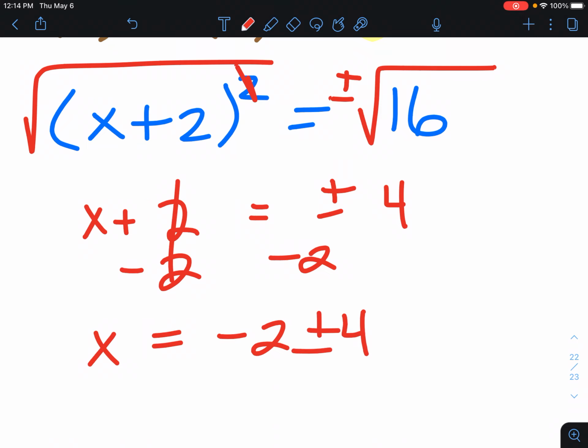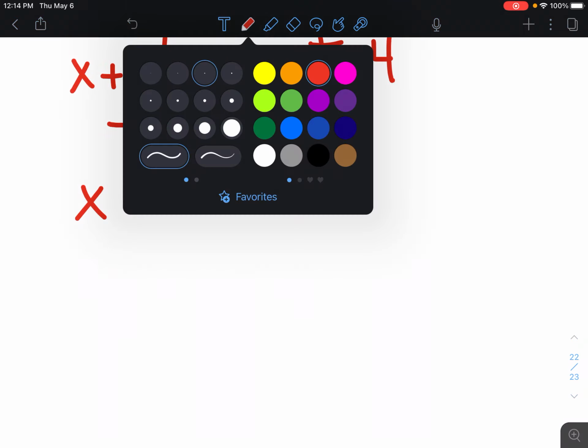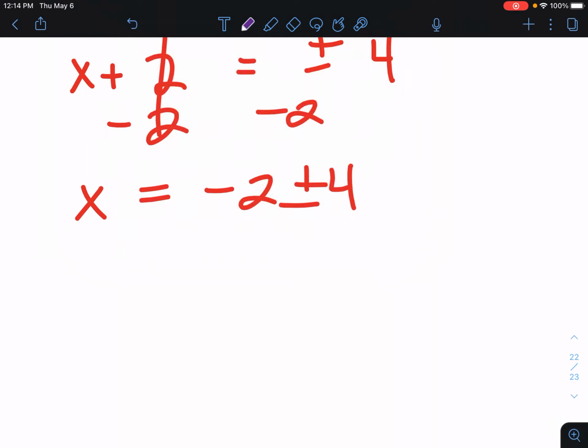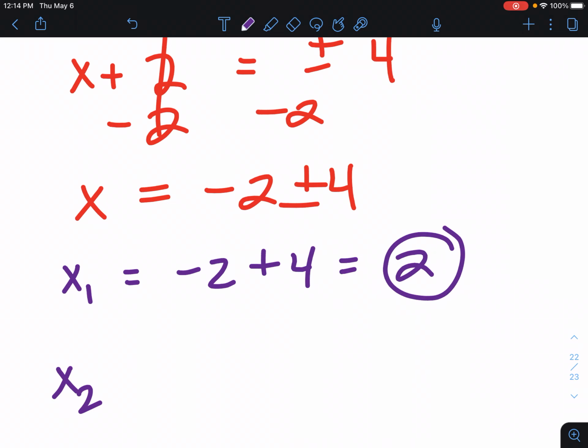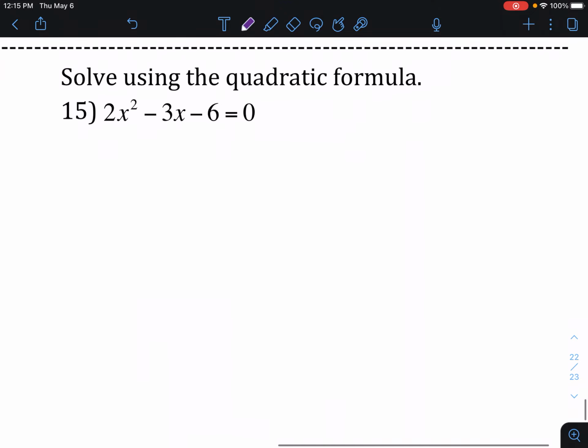But don't leave it like this. There is no radical here, so you are going to get two real answers. Your first one, do negative 2 plus 4 is 2. Your second one, you're going to do negative 2 minus 4 is negative 6. Moving on, last one, quadratic formula.